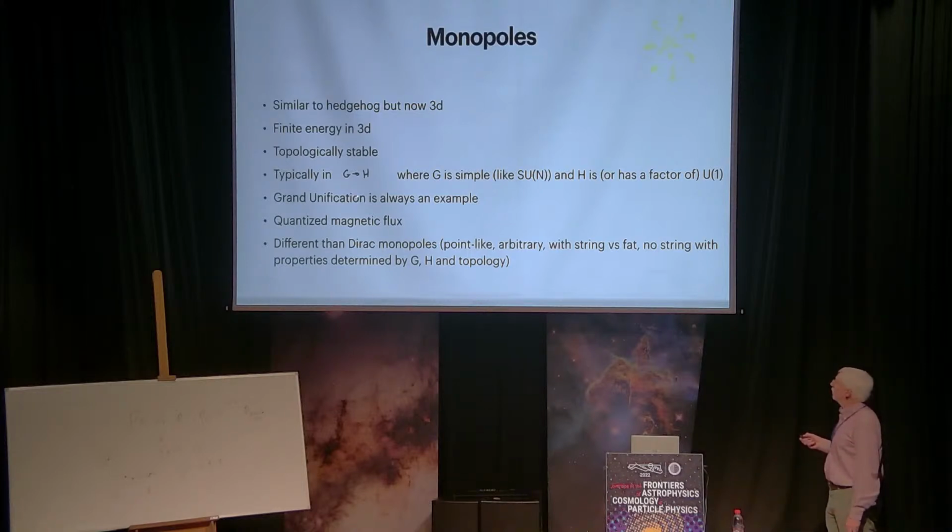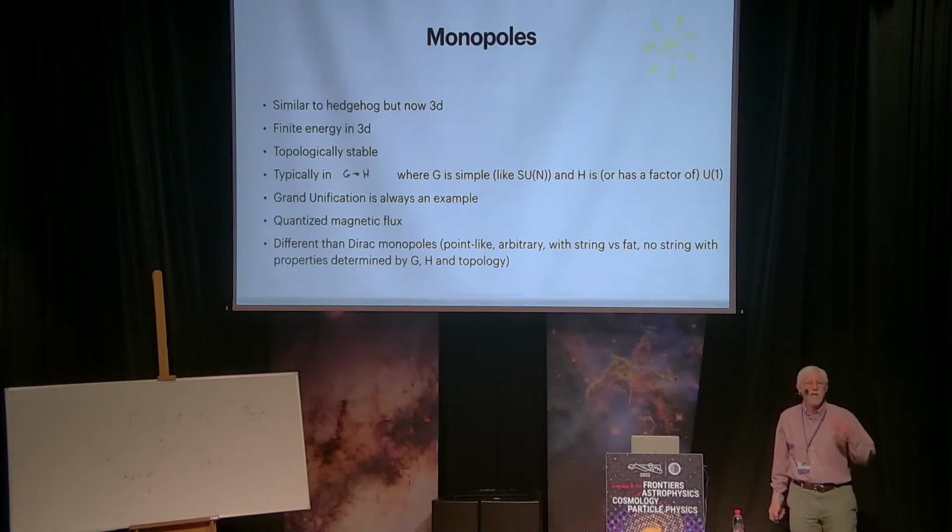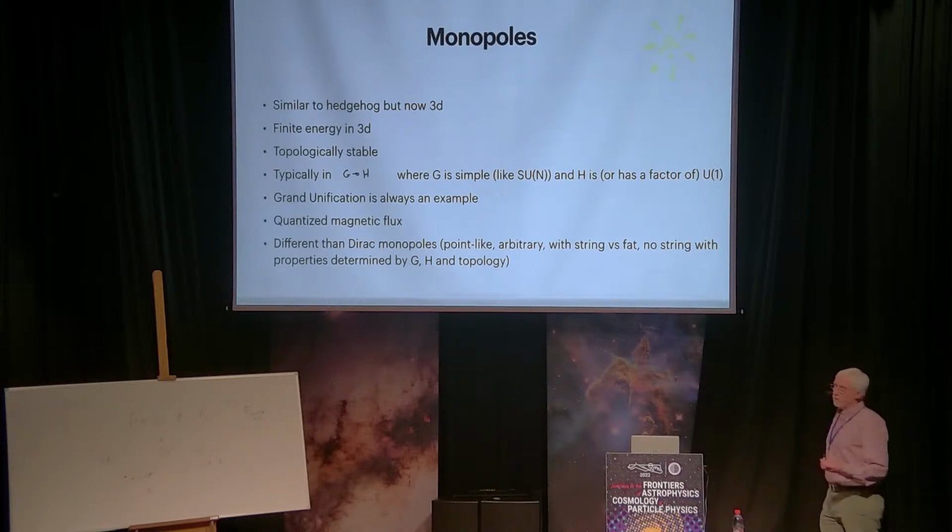And you always get one when you have a gauge group, a simple gauge group, break into a subgroup that contains a U1, like in the grand unified theory, because grand unification always has to have a U1 at the end, which is electromagnetism. And grand unification means it starts with a simple group. So every grand unified theory predicts the existence of monopoles.